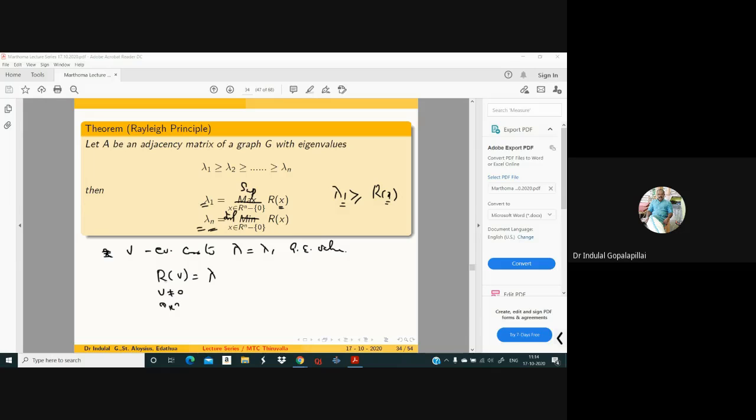So the Rayleigh quotient of one vector is equal to lambda, and the maximum among all such Rayleigh quotients will then definitely be greater than or equal to lambda. I think that is clear. The Rayleigh quotient of one non-zero vector equals lambda, but we are finding the supremum of all such Rayleigh quotients, so the supremum will be greater than or equal to lambda.